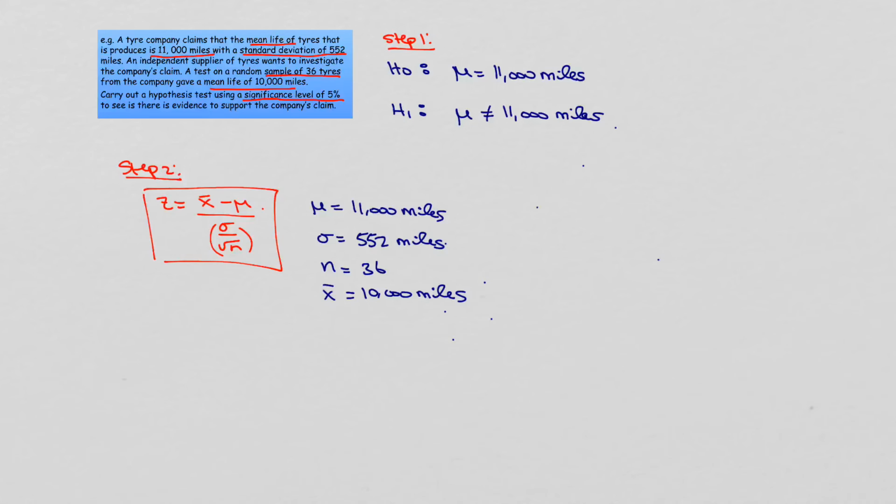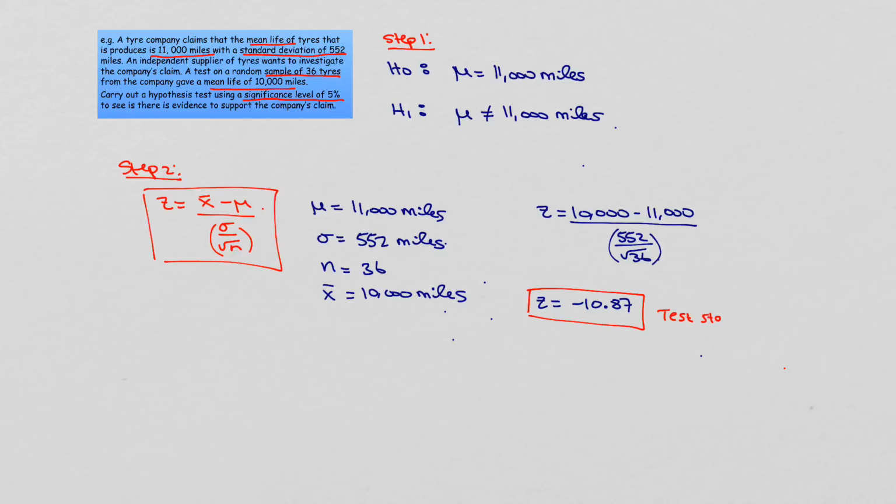So let's work out our test statistic. We have 10,000 minus 11,000 over 552 divided by the square root of 36. And that gives us a value of minus 10.87. Now we can already see this is an extreme value here. So this is our test statistic.